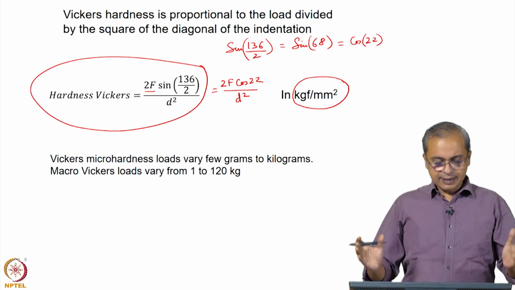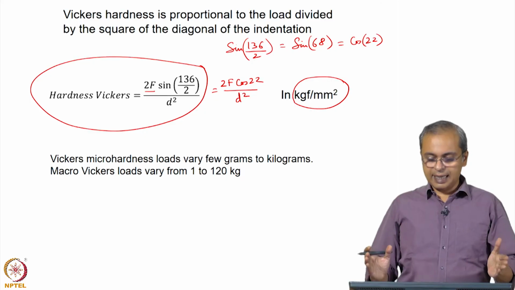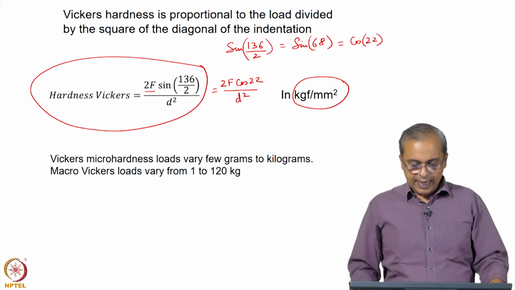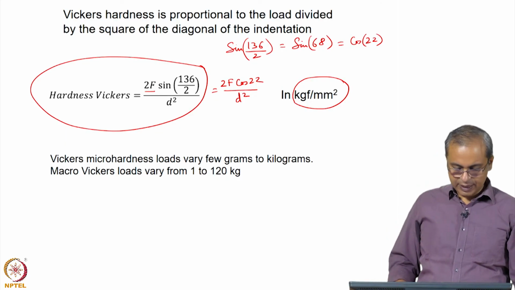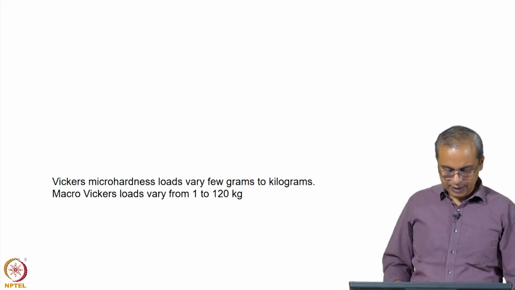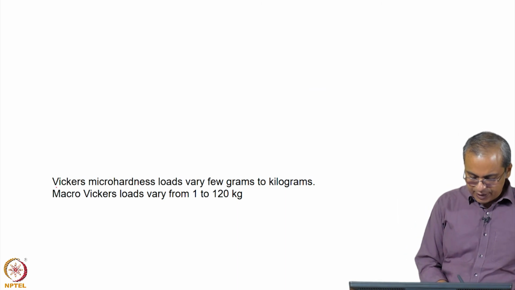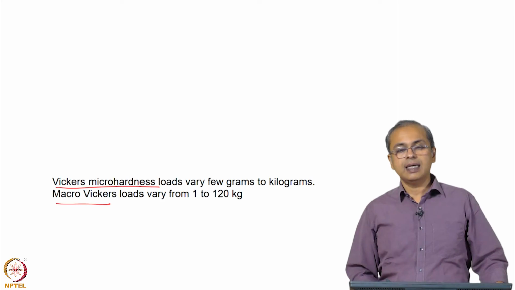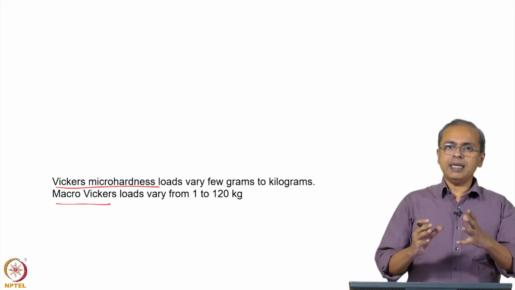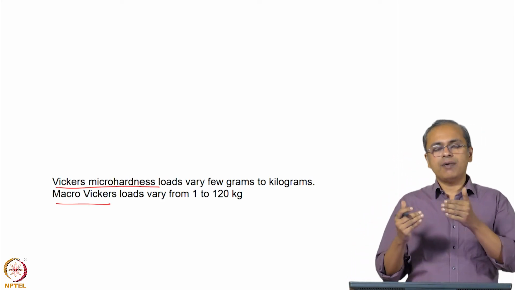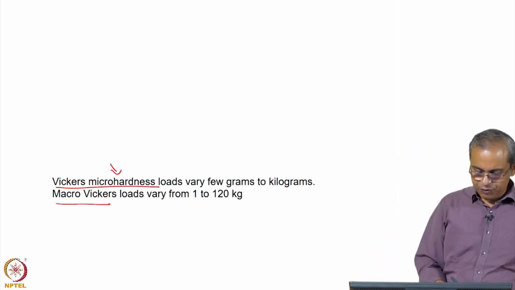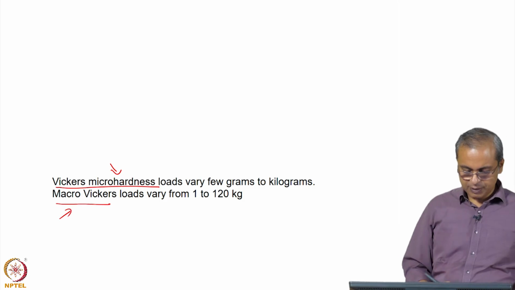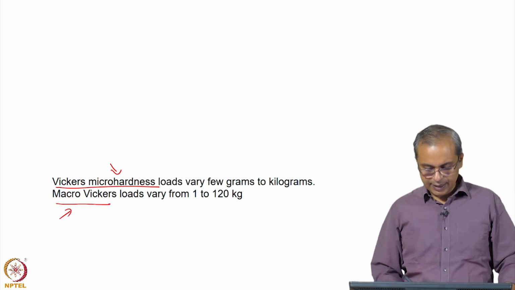So, this is the hardness, and this is how we get Vickers hardness measurement done. The other point that we need to keep in mind as we close this discussion is that there is something called Vickers micro hardness and something called macro Vickers hardness. Typically, for nanoscale materials we would have to use the micro hardness technique, and for conventional materials we would use the macro Vickers hardness technique.